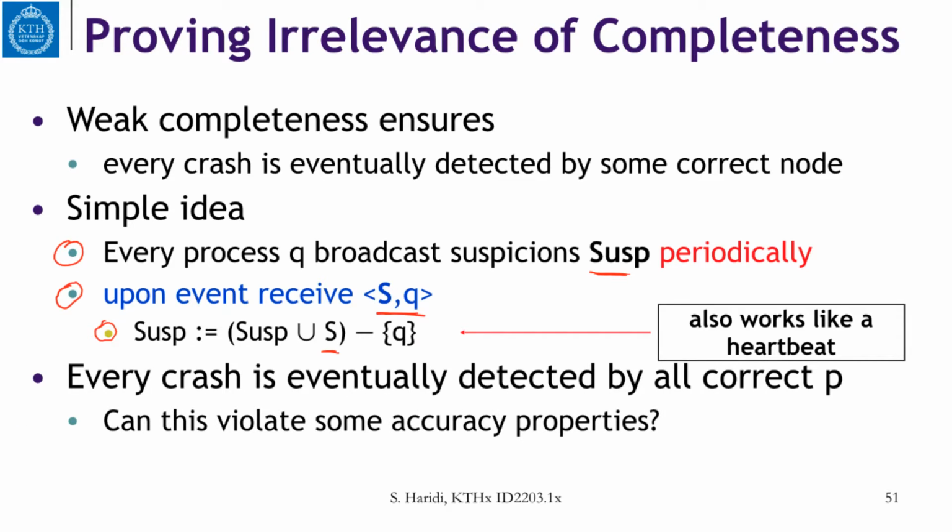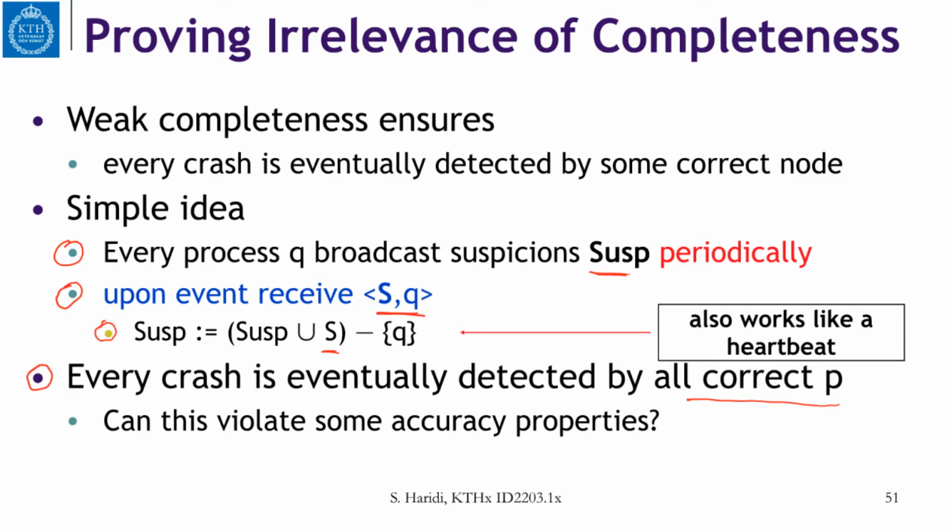Now, eventually every crash is detected by all correct processes because the suspicions are disseminated. Whenever a process detects a failed process, that is propagated, so every crash is eventually detected by all correct processes.